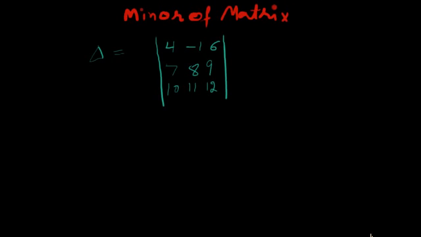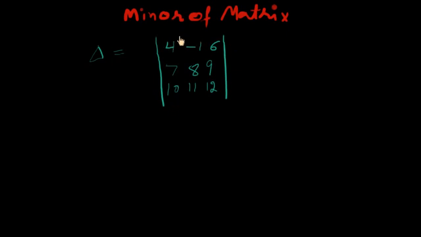Welcome back. Minor of matrix. We will learn, when we expand the determinant of any matrix, we need minor. What is minor? Minor is a set of elements of any one element if we leave its row and column.